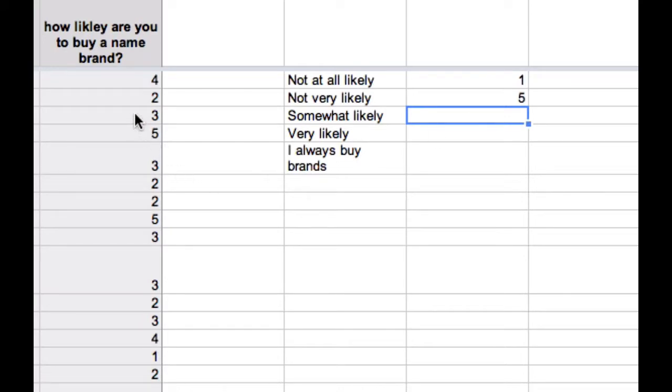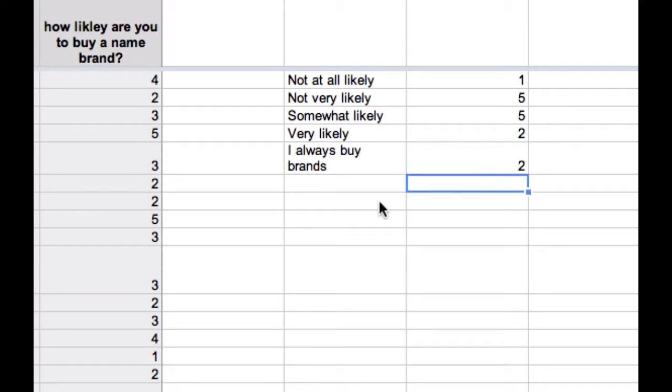How many 3s were there? 1, 2, 3, 4, 5. So we'll put a 5 there. How many 4s were there? 1, 2. So we'll put a 2 here. And how many 5s were there? 1, 2, and that's it. So we'll put a 2 for that one as well.